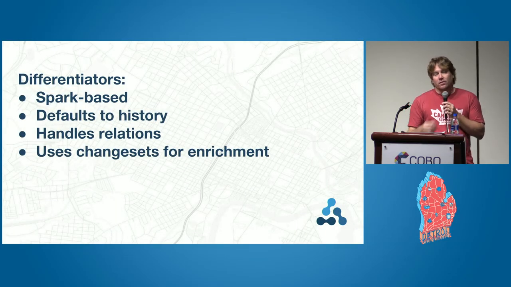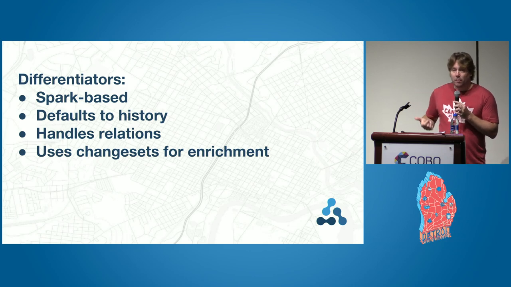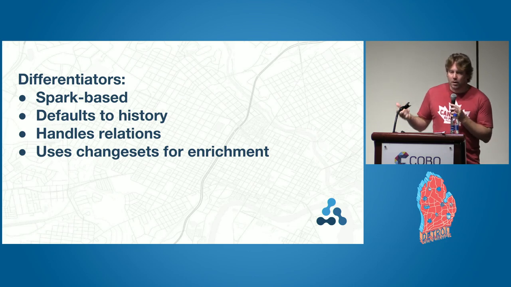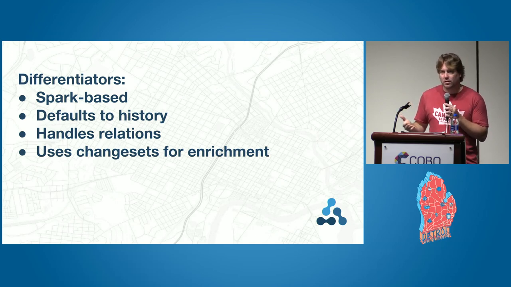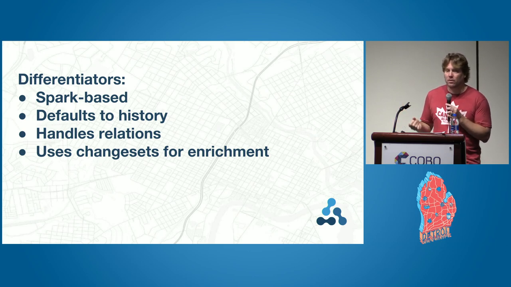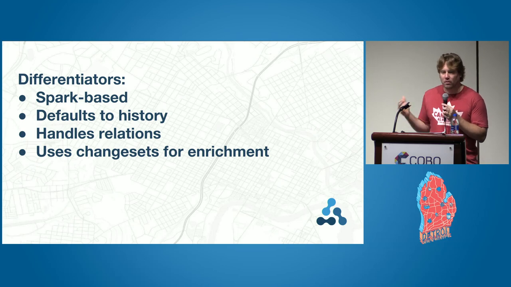So the differentiators of OSMesa over these other systems are that it's Spark-based, so pro and con. It defaults to history, so it means that we're tackling the hard problems first. You don't have to use it for history, and things get more efficient if you're not. And it handles relations. A lot of these things are like ways are relatively easy to assemble. Relations are not, particularly once you get into relations that refer to relations that refer to relations.